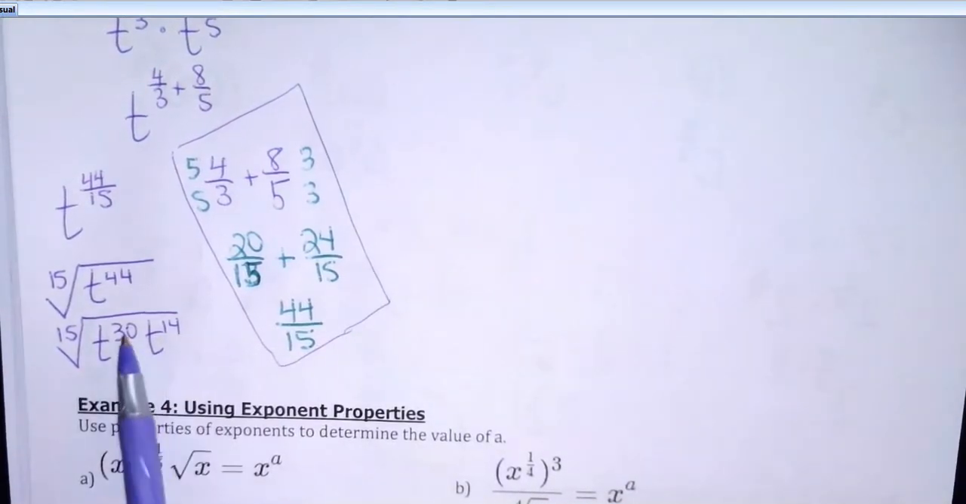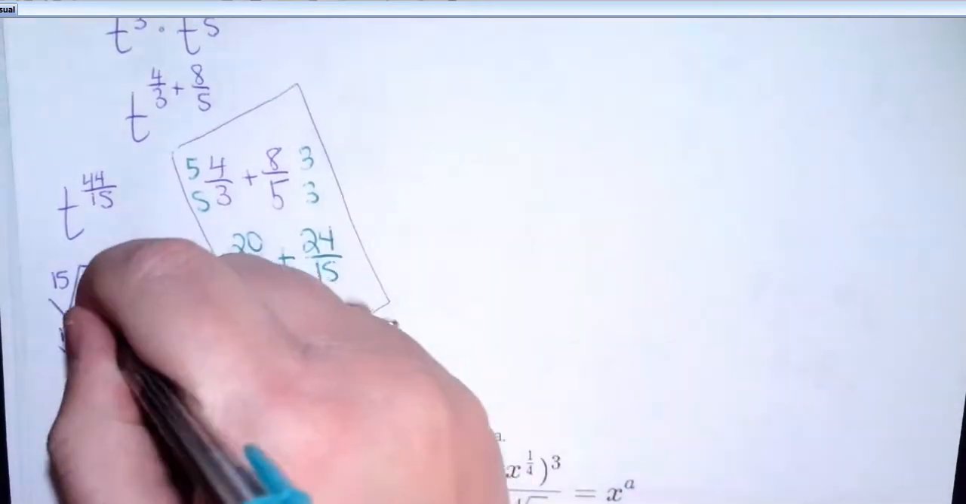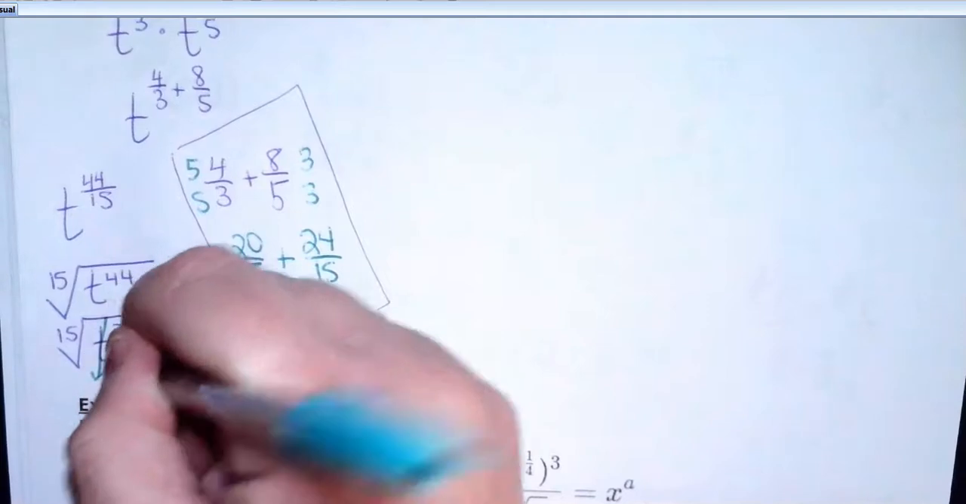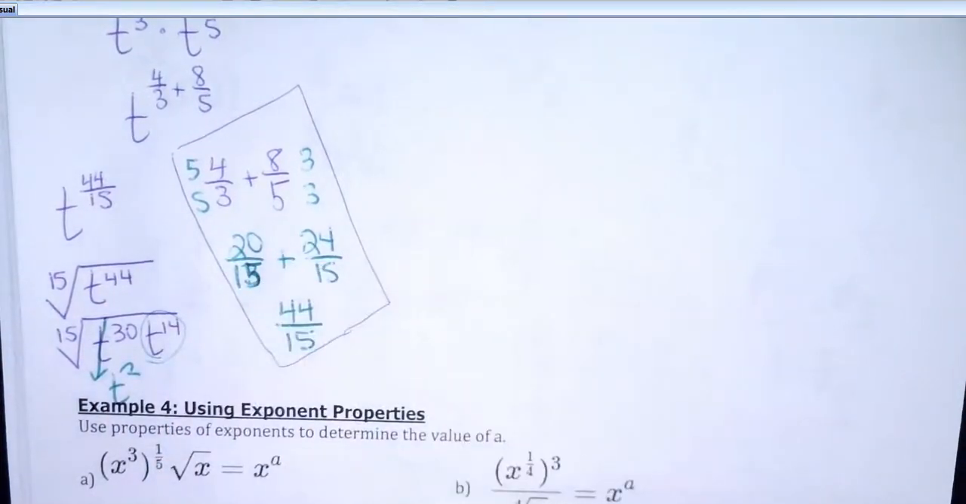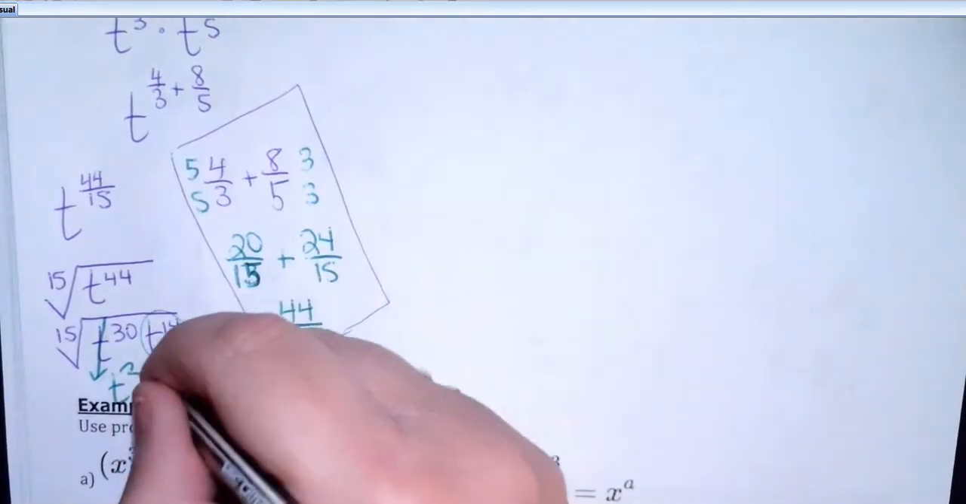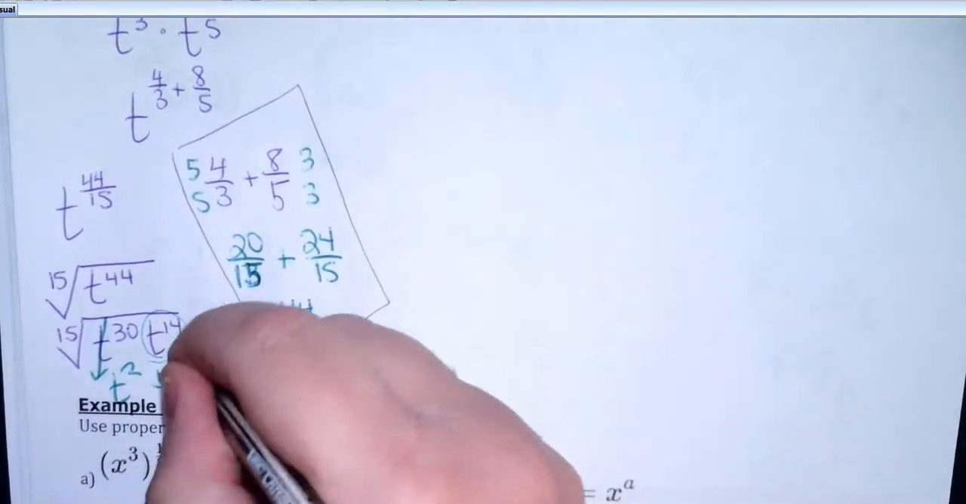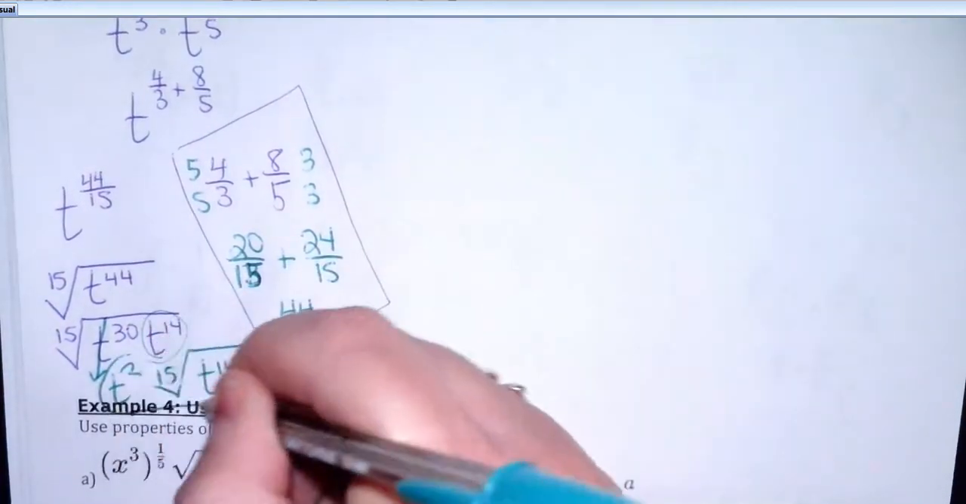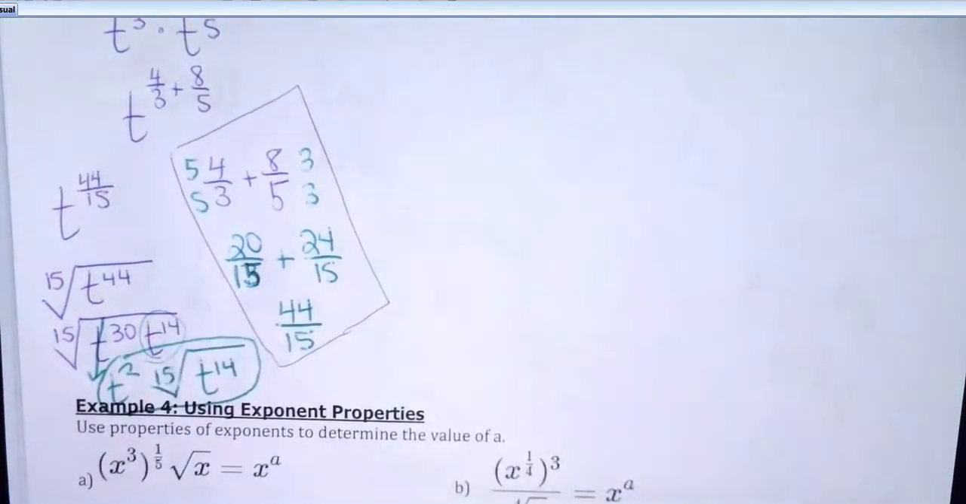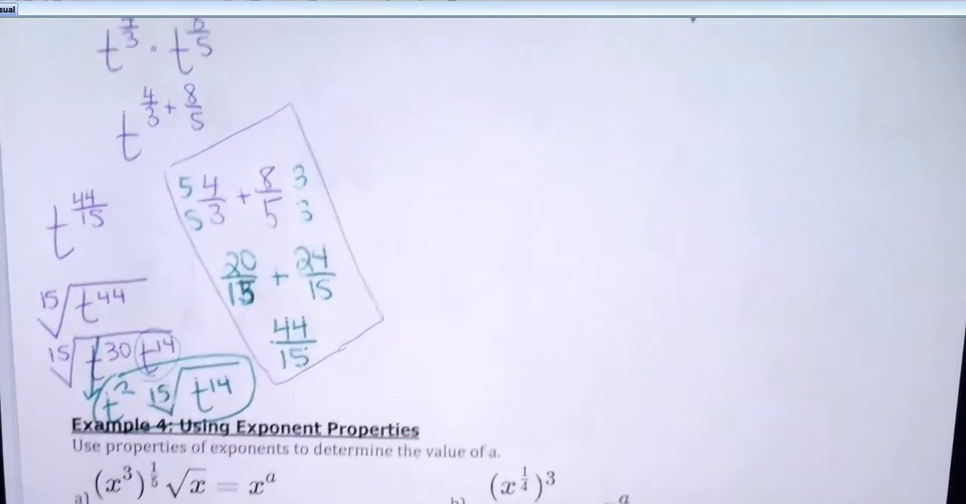Now, 30 is divisible by 15. So what's going to happen here? This is just going to come out as a t squared out in front, and then we can't break that down any further, so it'll be left underneath. So it'd be t squared times the 15th root of t to the 14th. That's kind of a big number there, but that would be the broken down version in radical form, simplest radical form. So we're going to try this again with a little different example.